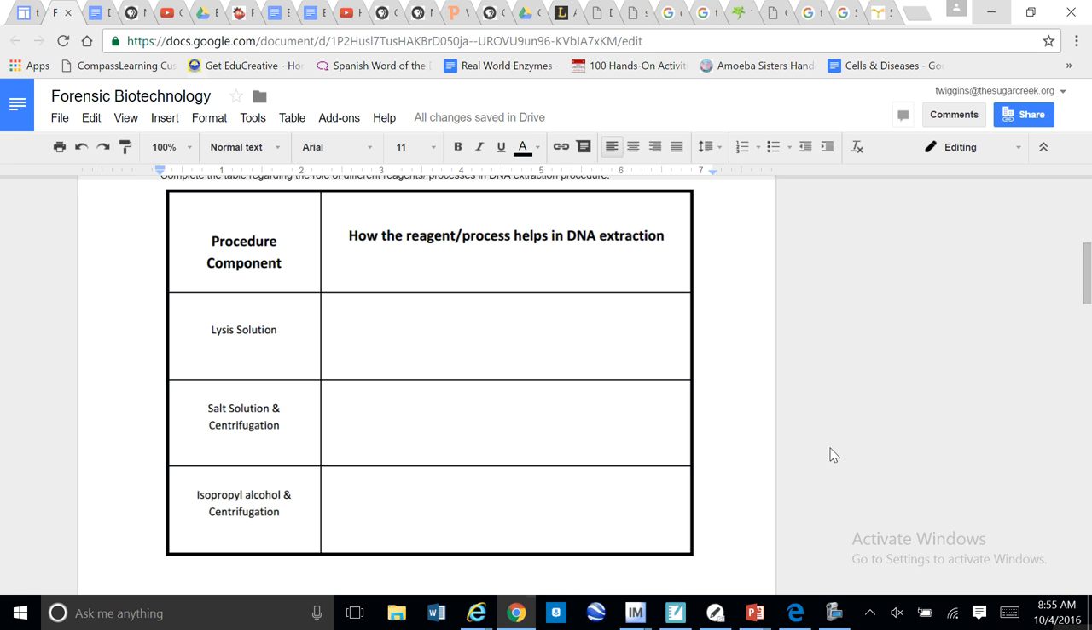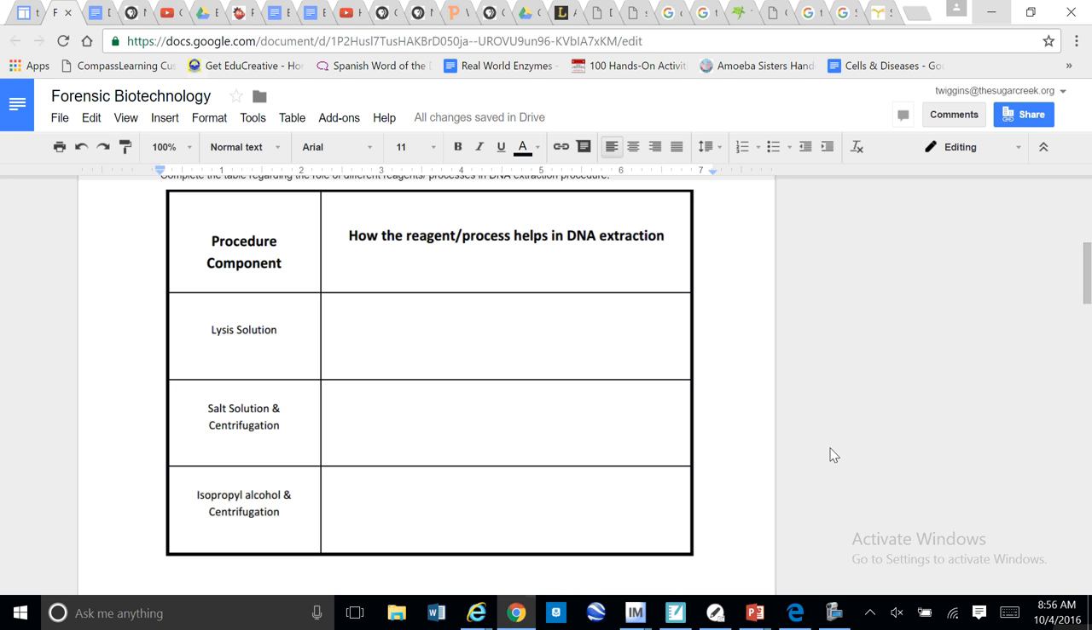So if something was a cell lysis solution, it would be a solution that does what? It breaks open the cell. Lysis means to break, so this is a solution that's going to break open something. In this case, it's going to break open the cell.